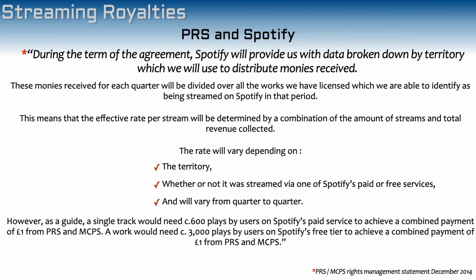However, as a guide, a single track would need around 600 plays by users on Spotify's paid service to achieve a combined payment of £1 from PRS and MCPS. A work would need around 3,000 plays by users on Spotify's free tier to achieve the same combined payment of £1 from PRS MCPS." End quote.